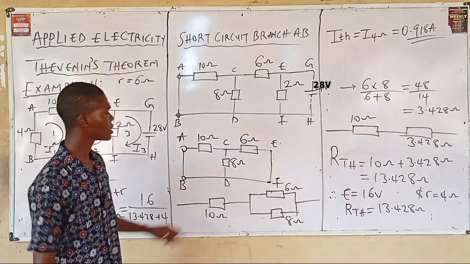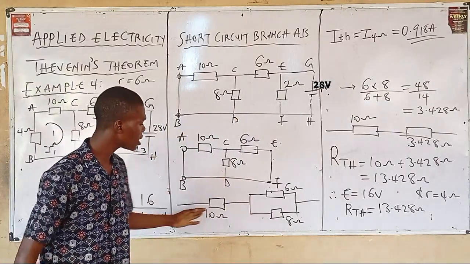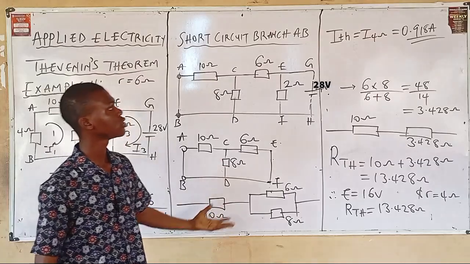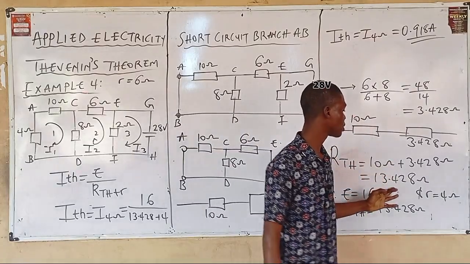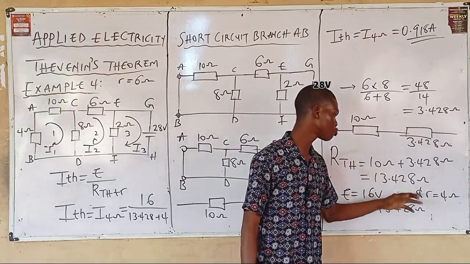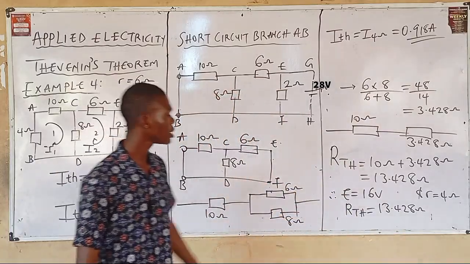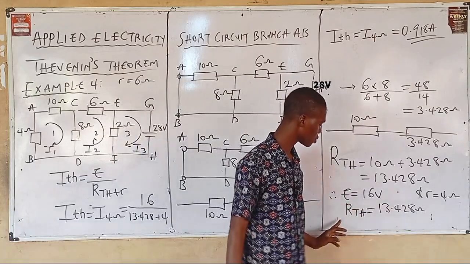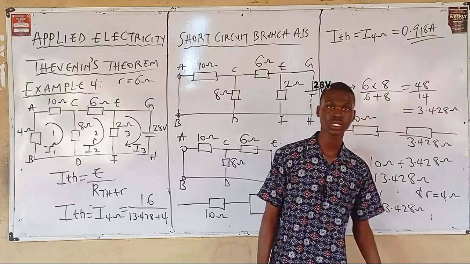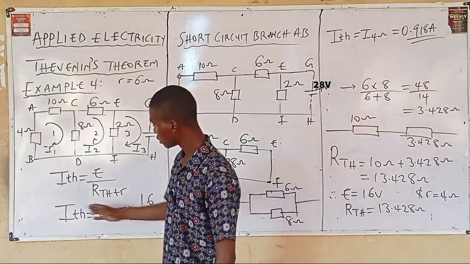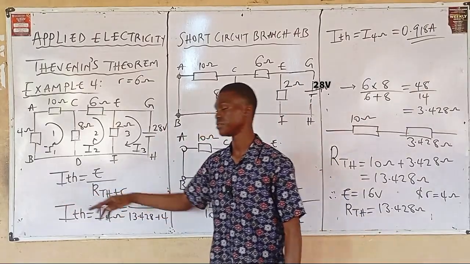So from this complex circuit, we have reduced it to something of this nature. Then you observe that the 8 ohm and 6 ohm resistors are in parallel, in series with this. Simplifying this, you end up getting 13.428 ohms. Now, you've gotten your E to be 16 volts, your RTH 13.428, and your R to be what? 4 ohms. Then lastly, substitute into your Thevenin's formula.